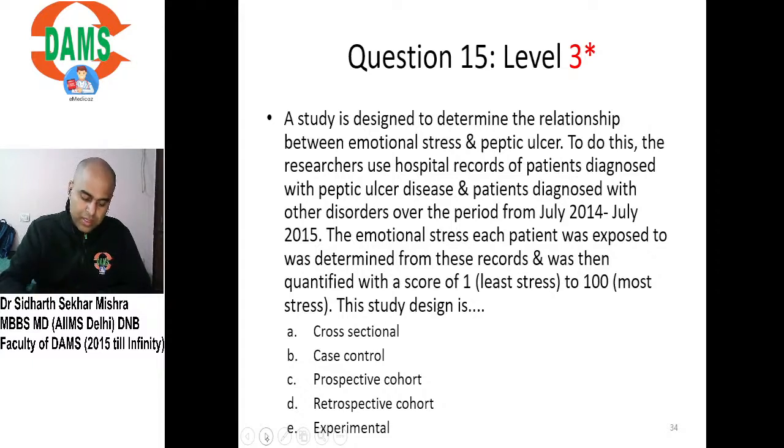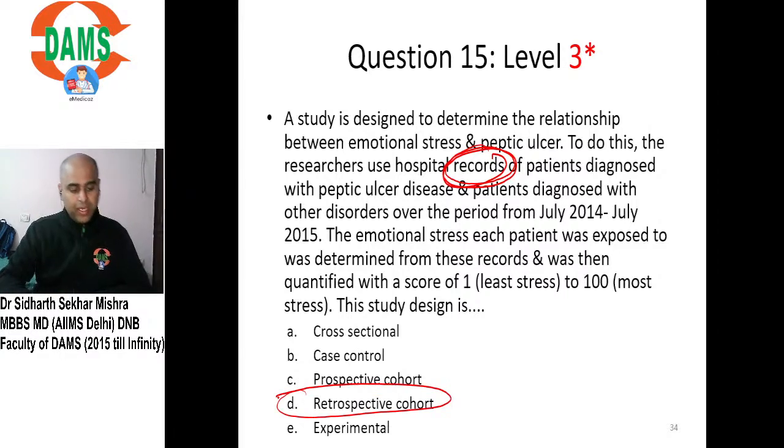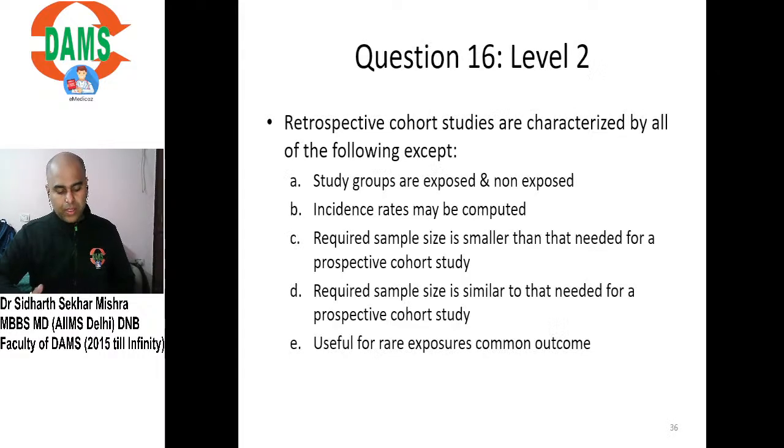Here, the keyword is records. Since it is records, it becomes a retrospective cohort. Now, there are many students who would try to be slightly over smart and try to find out the direction of arrow. Do not make that mistake. Because if you start doing that in the exam, you will be in trouble.